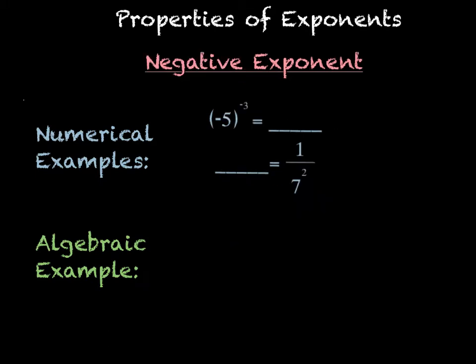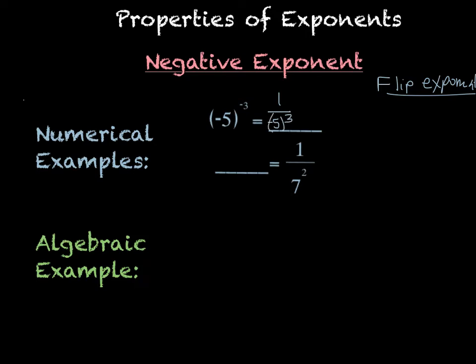The next property is the negative exponent. The negative exponent means we're going to flip the exponent over. So what I mean by that is negative 5 to the negative 3 power is equal to 1 over negative 5 to the positive 3 power. We want to get rid of the negative exponent.